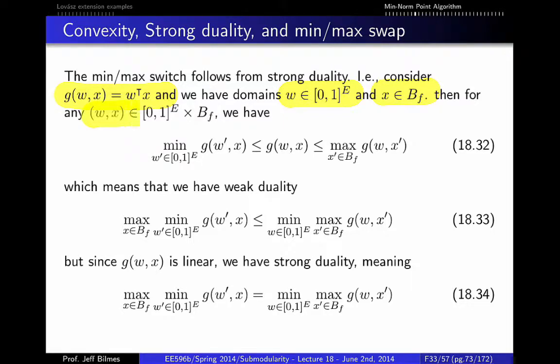Then for any pair w, x in the hypercube and the base, we've got g(x, w), which is just this dot product. If we maximize over points in the base, that's going to make it bigger, right? And then we can minimize over points in the hypercube, and that's going to make it smaller. So equation 18.32 is always true for any w and x.